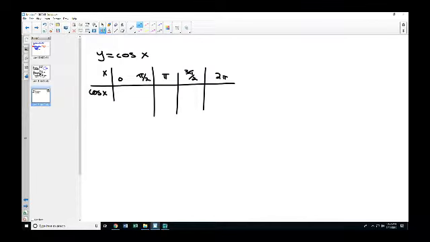Fill that in based on your knowledge of the unit circle. Or use your unit circle printouts if you need to.